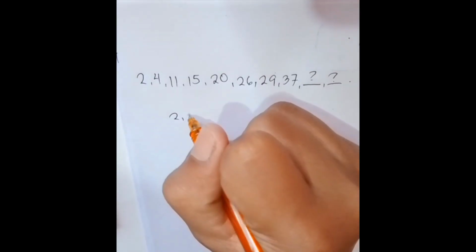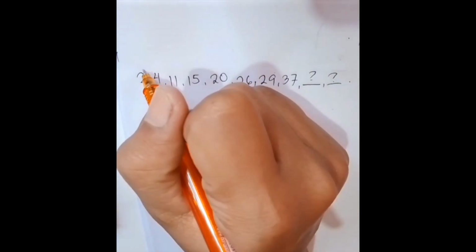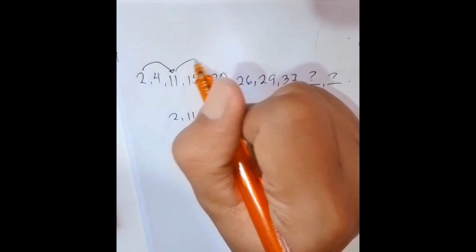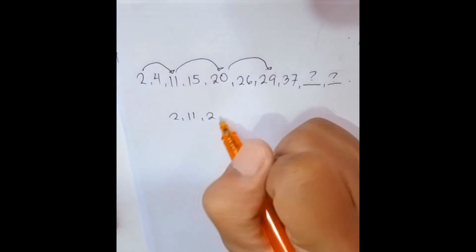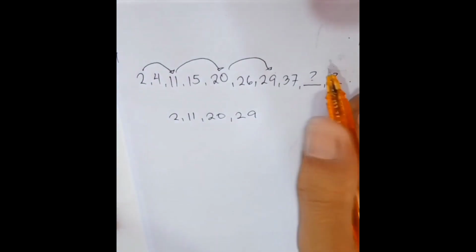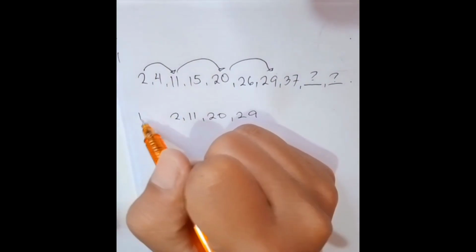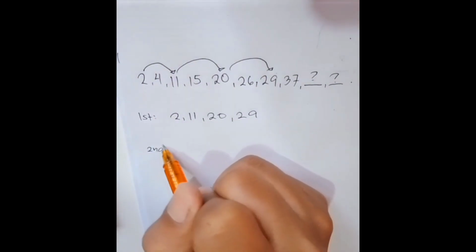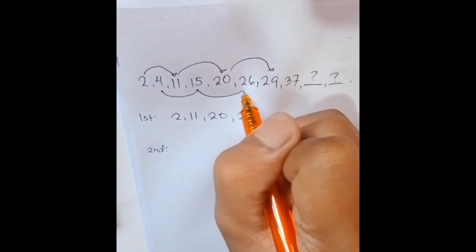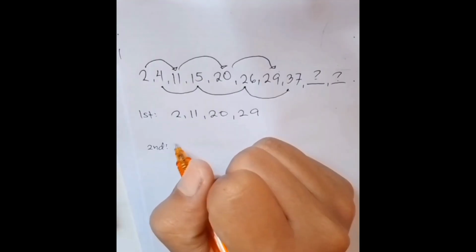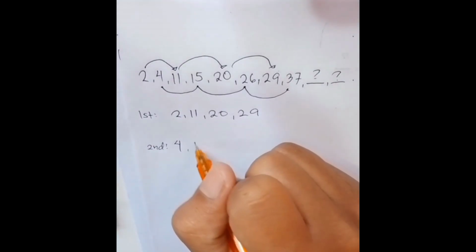So the first group is 2, 11, 20, and last is 29. So let's dig down to the first group and find the next number in the series. Here, first group. Second group. So from 4, jump to 15, 26, and 37. Let's dig down to the second group.